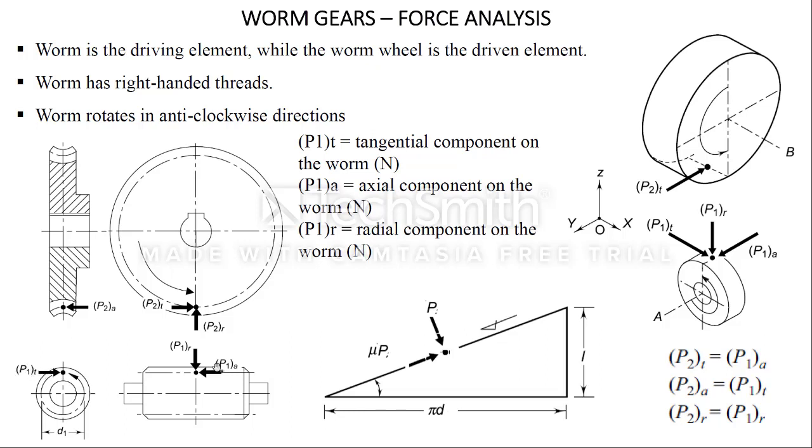So it is like this, and the two radial forces, P1R and P2R, are always towards the center. And for the rest of the force, that is axial force, you have to use right hand thumb rule, because the threads are right handed. So right hand and fingers should be in the anti-clockwise sense. You will get the direction of P1A, which is opposite to that of P2T.